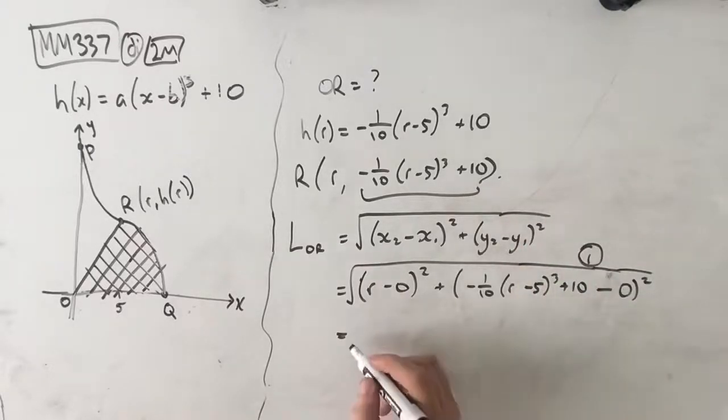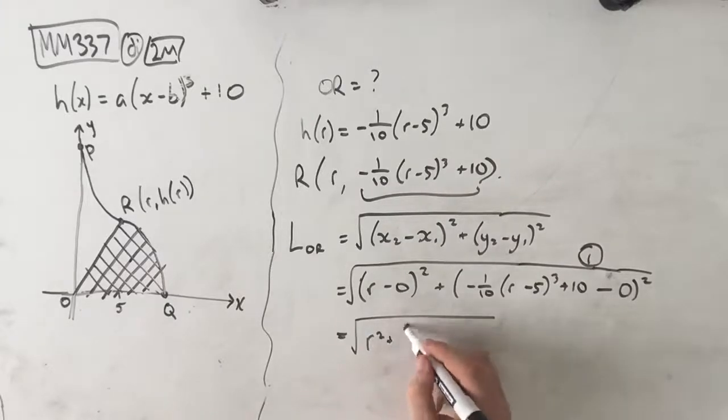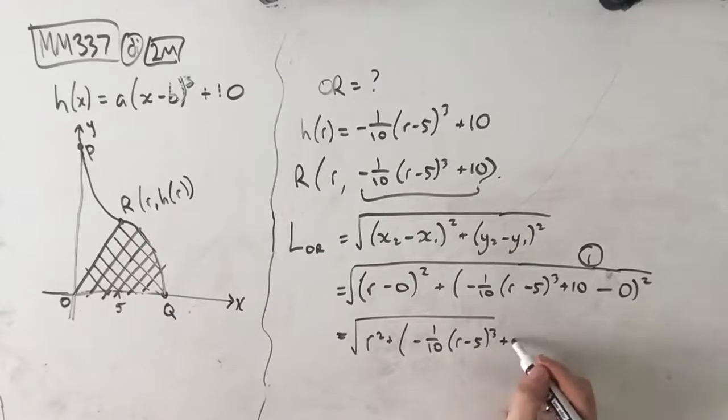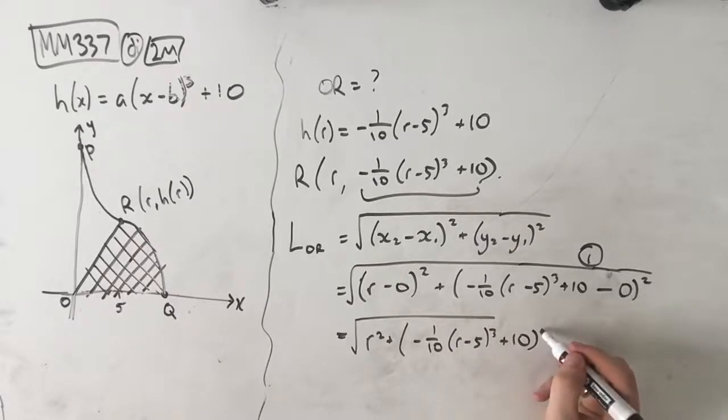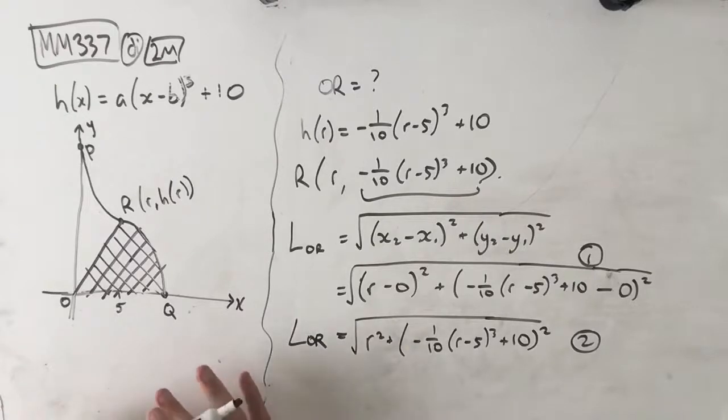And then our second mark comes when we finalize that and say that our length is equal to the square root of r squared plus negative 1/10 (r − 5)³ plus 10, squared. That's our second mark. So this is our length of OR in terms of r. Guys, that's it for part D I. Let's move on to part D II.